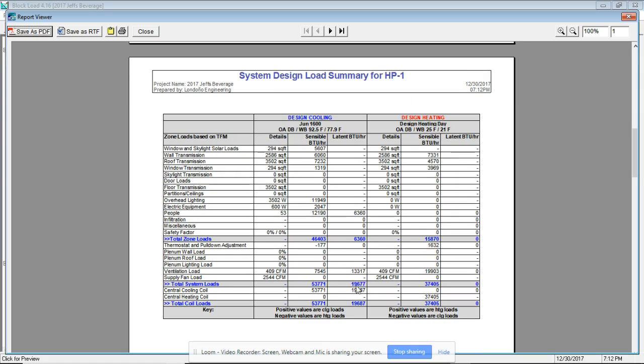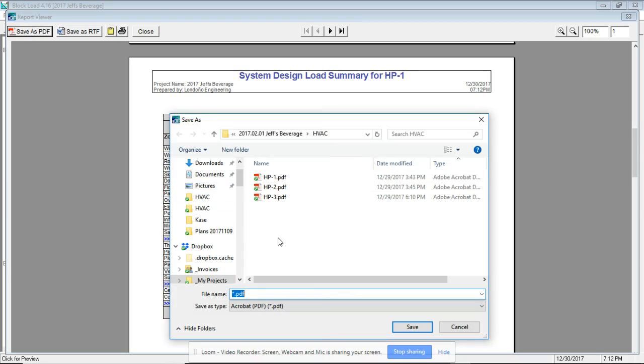Again, as we did on the liquor side, it's almost an identical type of occupancy. It's just that the walls are facing in a different direction. But it's very similar. The biggest loads are the outside air, the ventilation load, and the people inside, and then there's some overhead lighting here. And that's it. So I'm going to save this PDF as HP1.